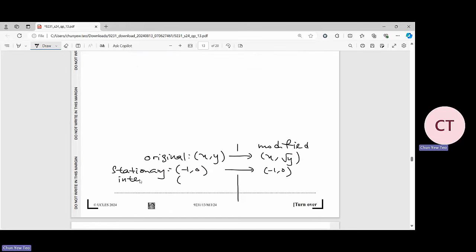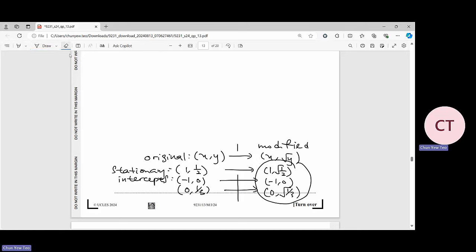Now we want to consider the intercept. Sorry, this is not the stationary point. The stationary point is 1.5, so it will be 1 and then the square root of a half. So your intercept is -1, 0. After you modify, it still gets -1, 0. Another intercept is 0, 1 over 3. After you modify it, it will become 0 and the square root of 1 over 3. By right, these are the points that we should have.